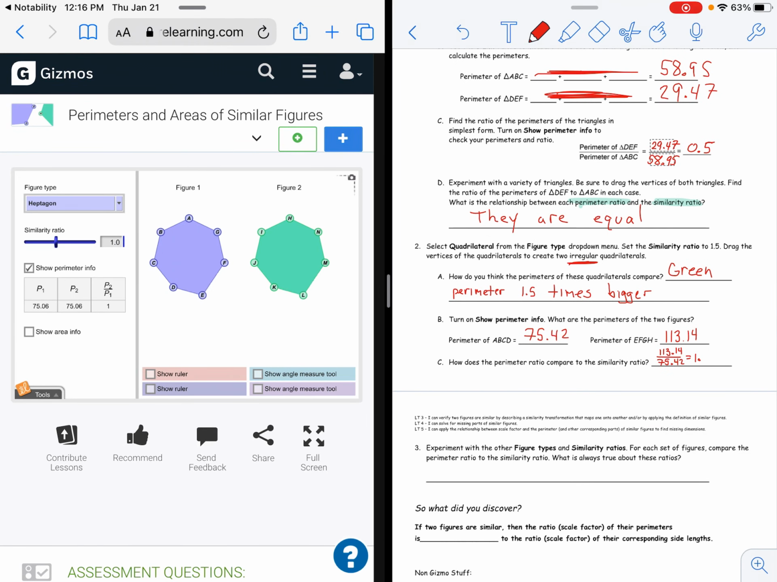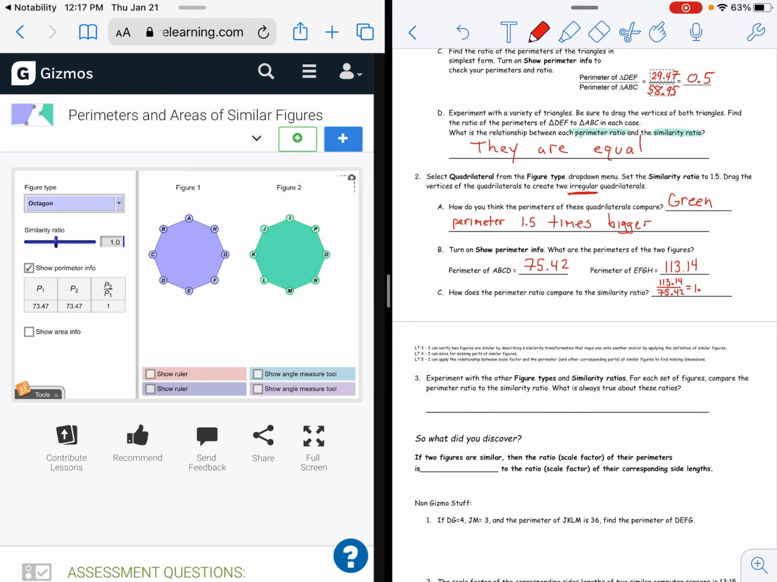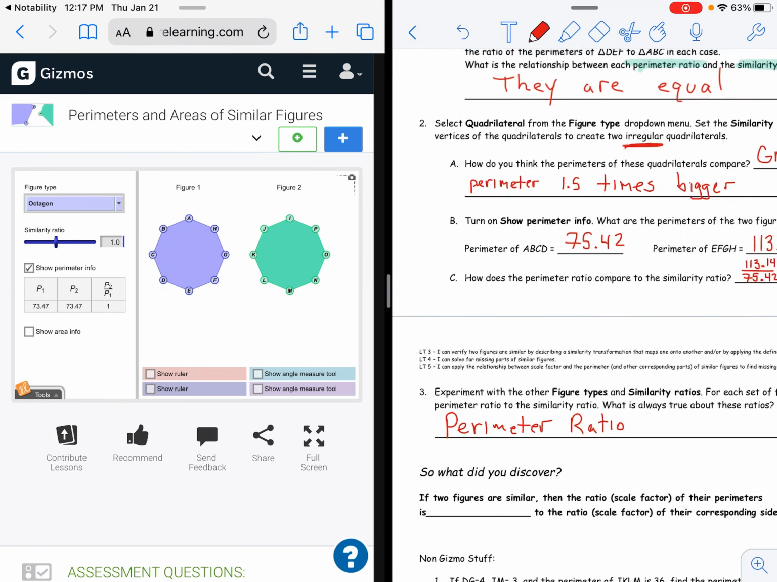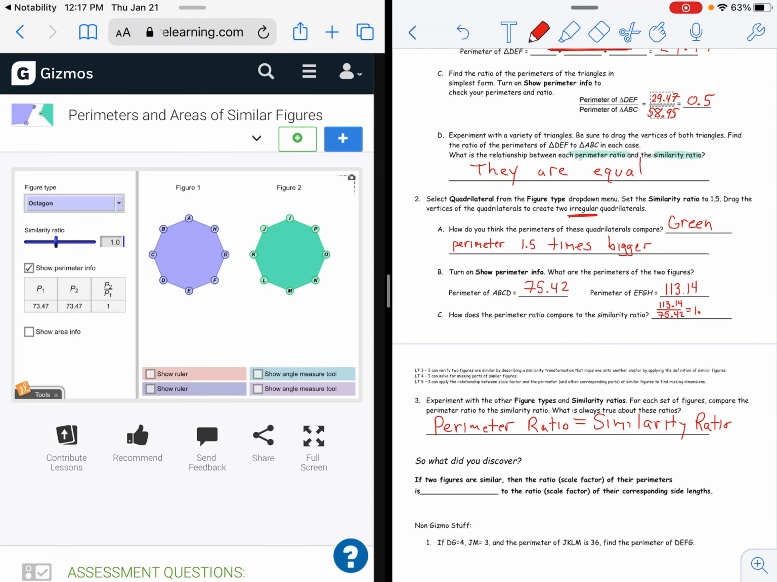And this is true. I could select maybe even a heptagon. Look, this is crazy. I can make some crazy heptagon. But that's always going to be true. It doesn't matter if it's a heptagon, an octagon, whatever the case may be. The figure types and similarity ratios for each set of figures, the perimeter ratio, so scale factor for perimeter, equals similarity ratio. So when you enlarge the sides, you enlarge the perimeter by the same scale factor.